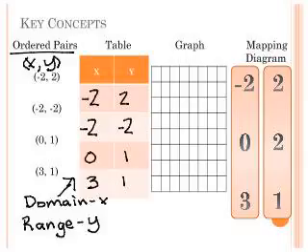So when we list these out, our domain in this case would be -2, 0, and 3. Then for our range, we would have -2, 1, and 2. Alright? So the next thing that we're able to do is move from the table to the graph.